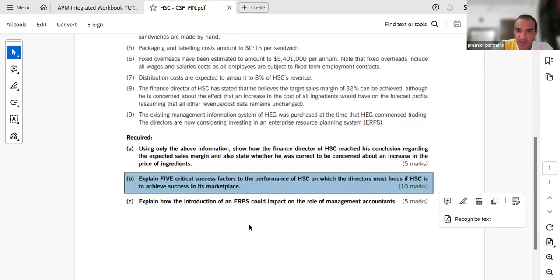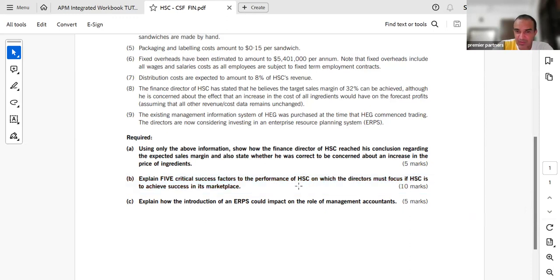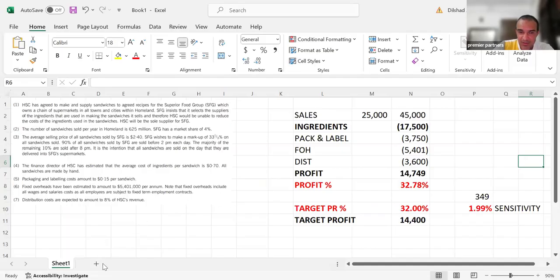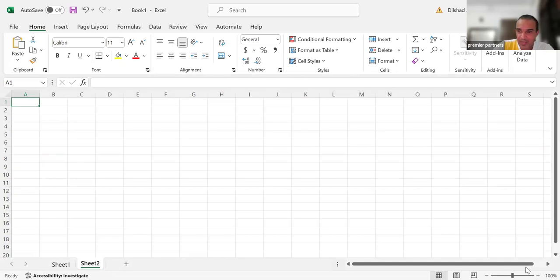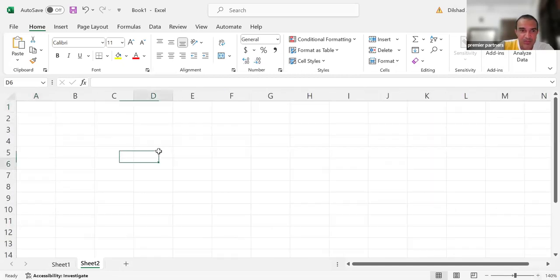Explain 5 critical success factors to the performance of HEC on which the directors must focus if it is to achieve success in its marketplace. So very simple question, right? 5 critical success factors they should focus on if they are to achieve success.